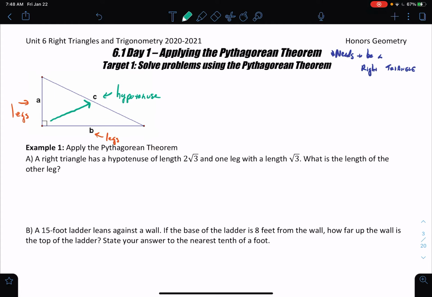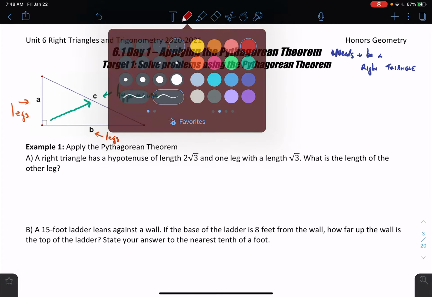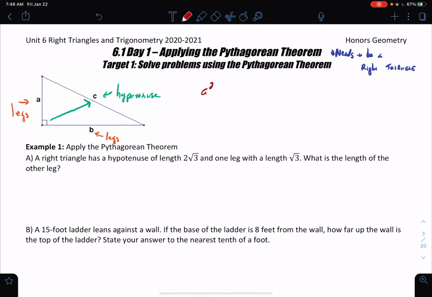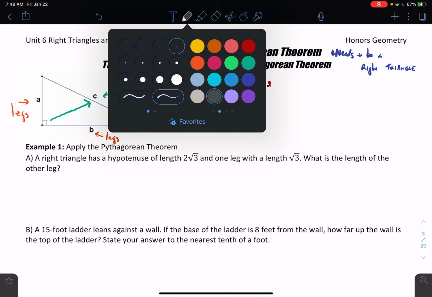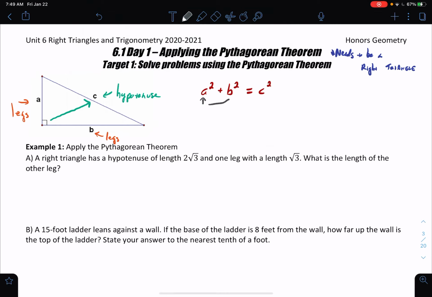So, when I've got a right triangle, the Pythagorean theorem states that if I square the legs and I add them together, that will equal the square of the hypotenuse. So, a squared plus b squared equals c squared. And the parts of these, a and b, are the legs, and c is the hypotenuse. It's got to be set up in that order.